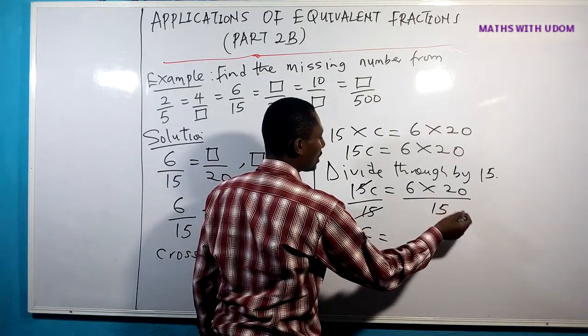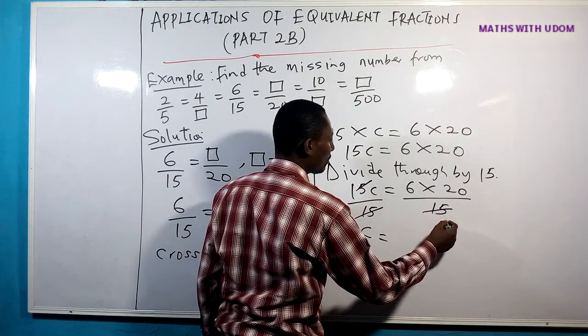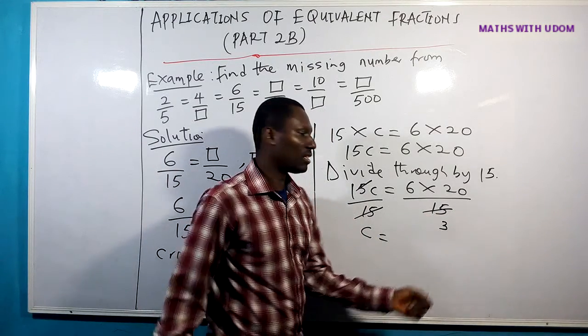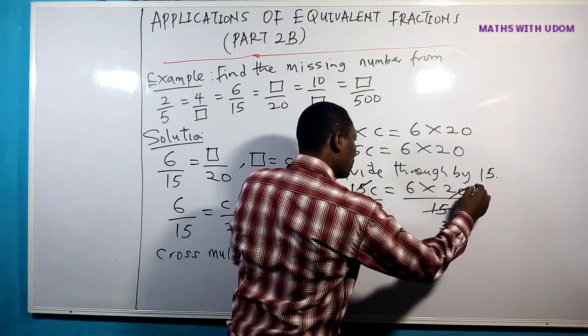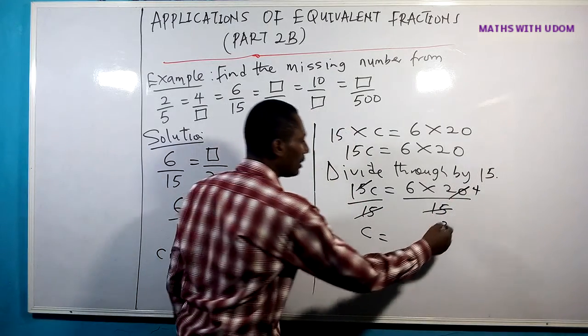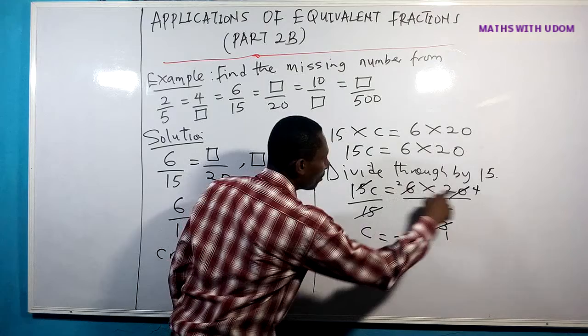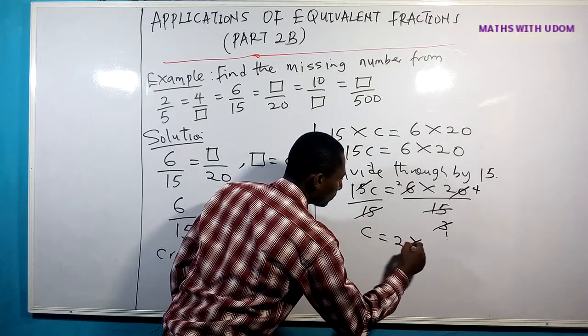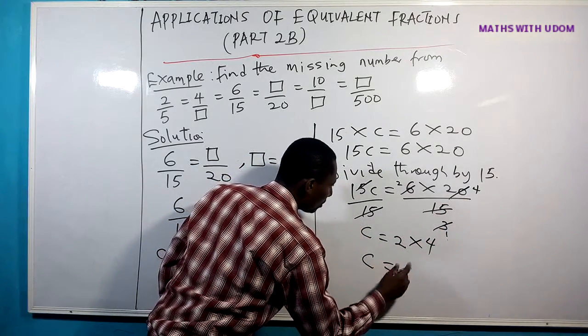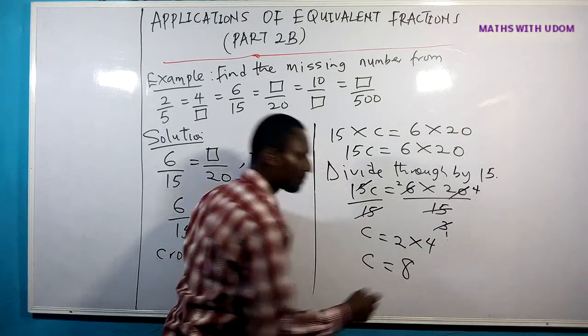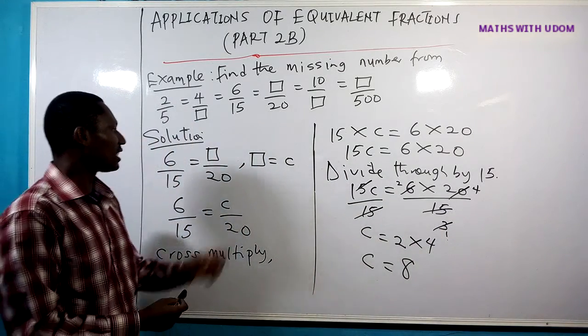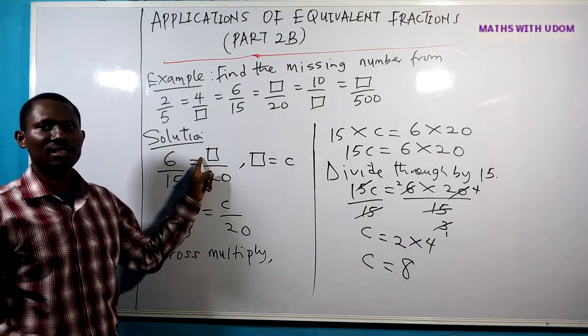Now, let's use 5. How many 5 can go in 15? 3. 5 in 15 is 3. Why 5 in 20 is what? Is 4. Then 3 here, 1. 3 here, 2. So we have 2 multiplied by 4. So C will give me 2 times 4, which is 8. So we have succeeded in getting the value of the box here, which is 8.